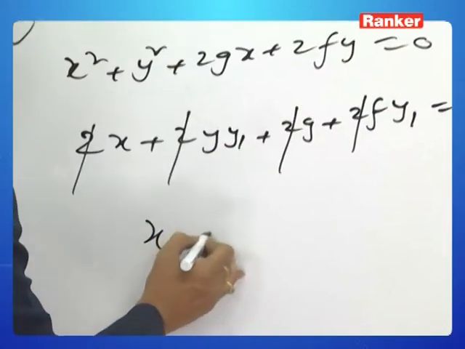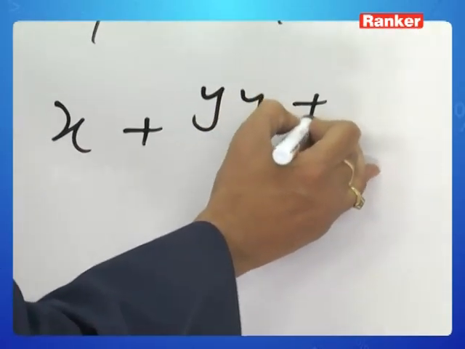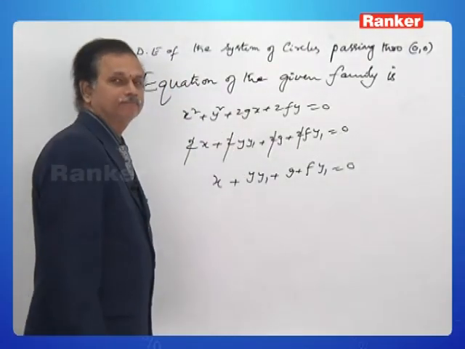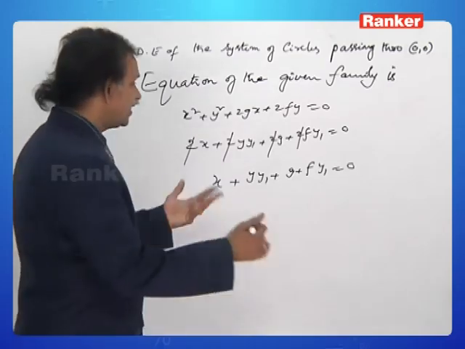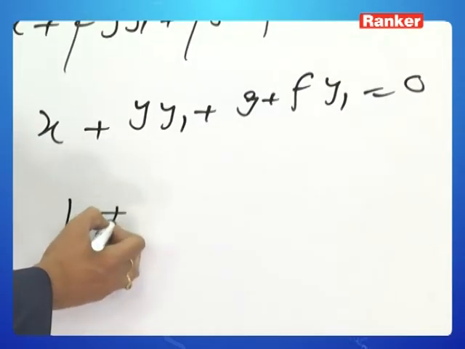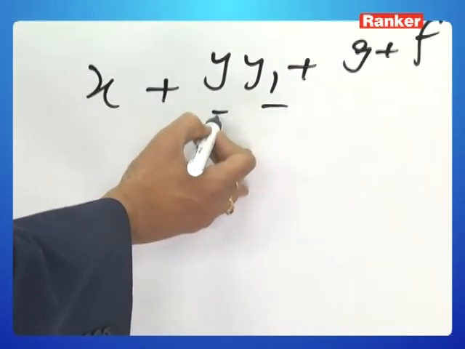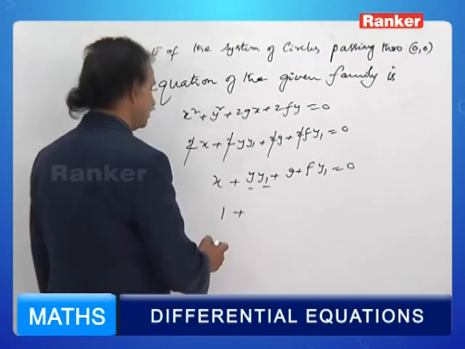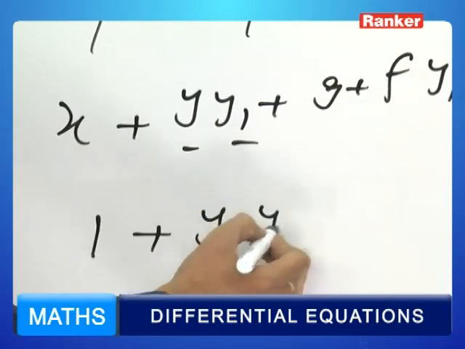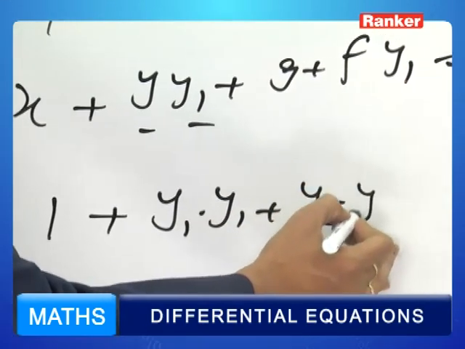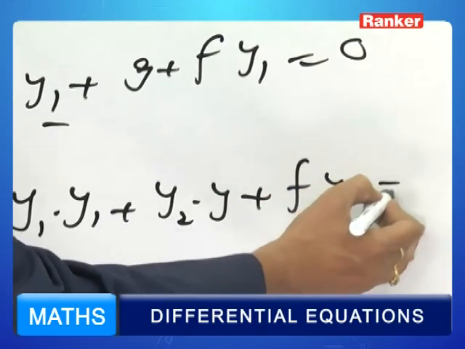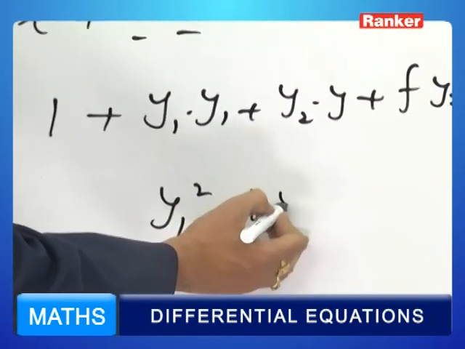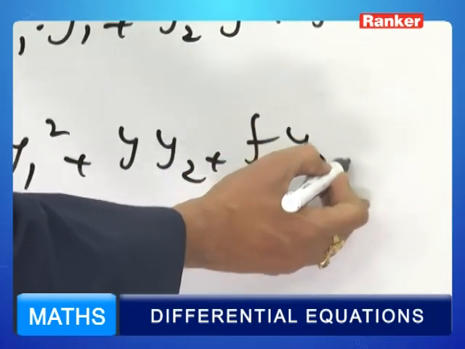Okay, x plus y1 plus g plus f y1 is equal to 0. Again differentiate it. 1 plus y1. You are supposed to use the product rule of differentiation in this case: u derivative into v plus v derivative into u, plus f y2 is equal to 0. Therefore, y1 square plus y2 plus f y2 is equal to 0.